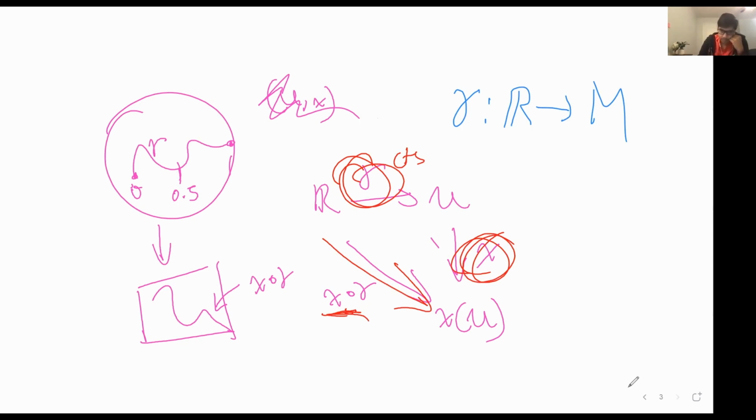So oh no, what do we do? That's why we need differentiable structures. Yes, and that's a good segue. Here we are, differentiable structures. Okay.